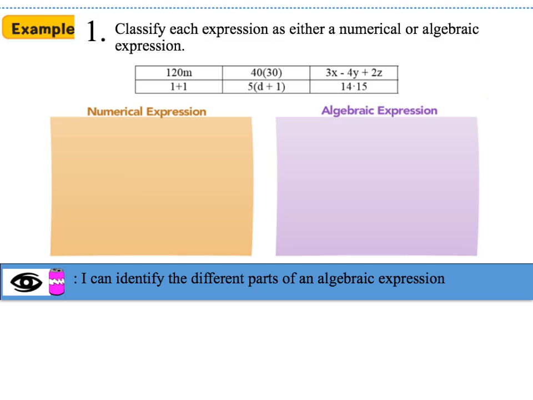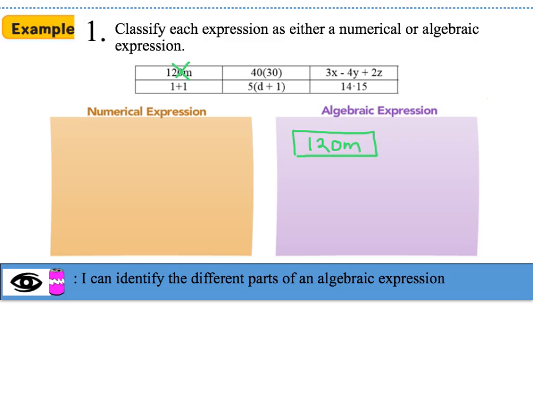Example 1 says, classify each expression as either a numerical or algebraic expression. So let's think of these as little tiles, and we're going to click and drag each tile into the appropriate box. So let's take a look at our first tile, which says 120m. Well, 120m has a variable in it. So I'm going to click and drag that, cross it out, and place it inside of my algebraic expression box, because the variable says this is an algebraic expression, and m is the variable. So 120m will go in the right box.